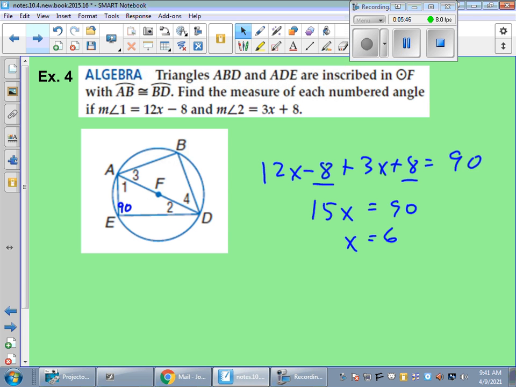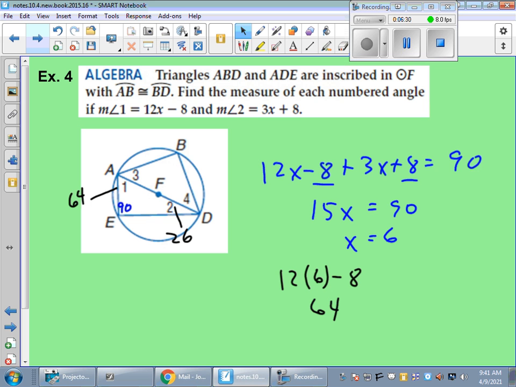So if x is 6, let's plug in what we need here. What do we want to find here? This is find the measure of each numbered angle. Each numbered angle. Okay. So let's plug these in here. 12 times 6 minus 8, that is going to be the measure of angle 1. And that is going to give us 64. So angle 1 is 64. Angle 2, you actually could subtract that from 90, and you're going to get 26.